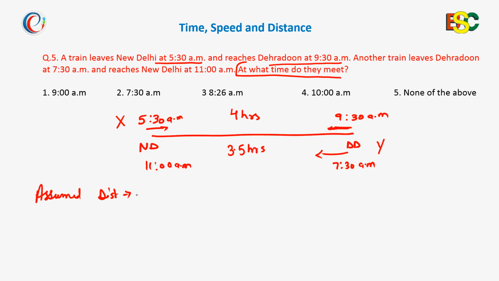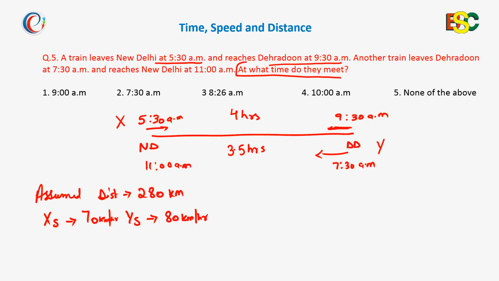So we can take it as 4 into 7, 28, or 280, or another value which is a multiple of both 4 and 7. So here we can take 280 kilometer as our assumed distance. So we can find the speed of X as 280 by 4, that is 70 kilometer per hour, and the speed of Y as 280 by 7 by 2, or 280 by 3.5, which is 80 kilometer per hour respectively.